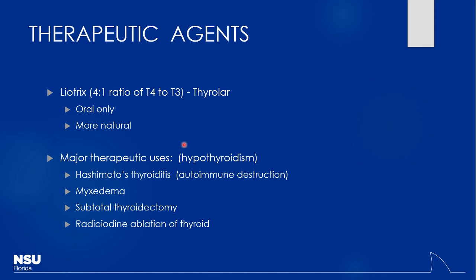And again, where we're going to be using this most frequently is going to be for those with hypothyroidism, as you might imagine. So Hashimoto's, you can use it for myxedema, if they've had a thyroidectomy. All these are good cases where you want to replace thyroid hormone that they don't have themselves. Or if they've undergone a radioiodine ablation, that's where you actually give a patient radioactive iodine to ablate the actual gland itself, right? If they had cancer or something like that, right?